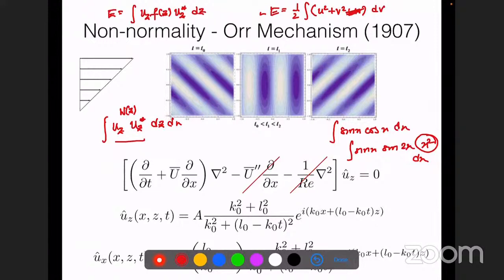Any other question? If the flow has a transient growth and decay, but it reaches a nonlinear state, what is happening? Is it becoming turbulent or coming to some other state? So if it has a transient growth, and before it decays it has already gone to a nonlinear state, then the decay is meaningless.